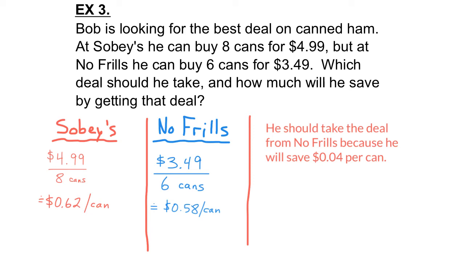So anytime you do your calculations and make a conclusion for your word problem, always go back to the question and see if you actually answered everything it's asking. So it says, which deal should he take? Did we answer that? Yes. How much will he save by getting that deal? Yes, we said that too.